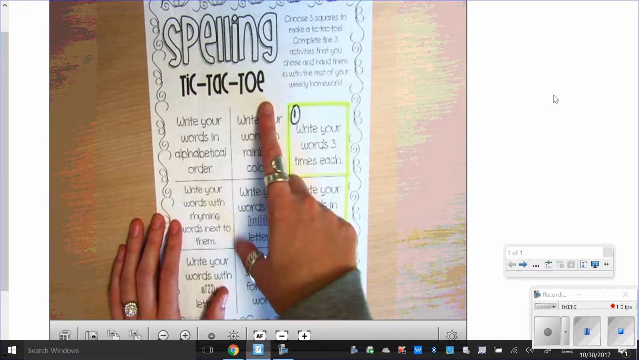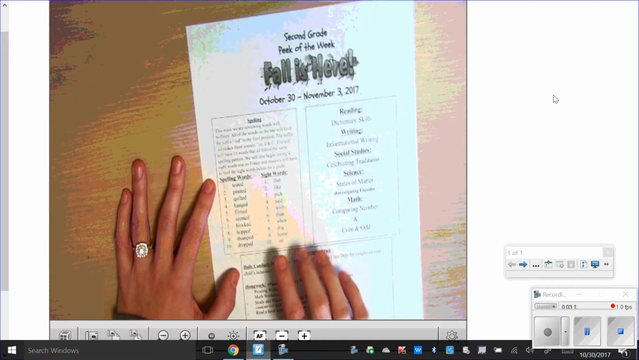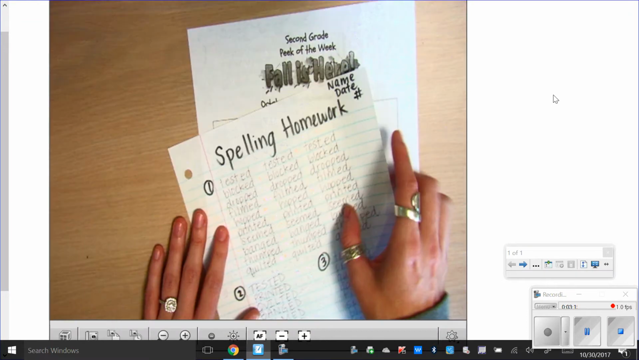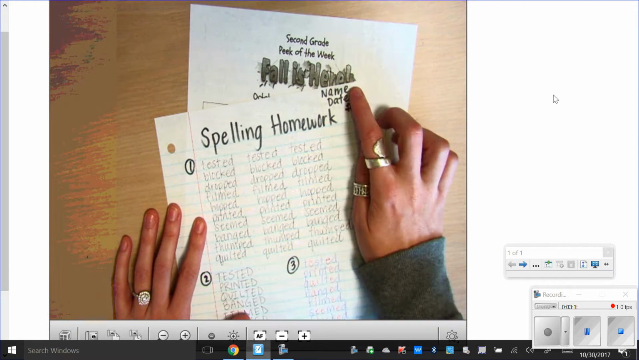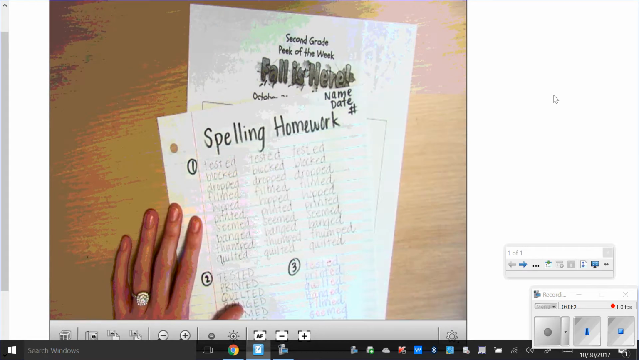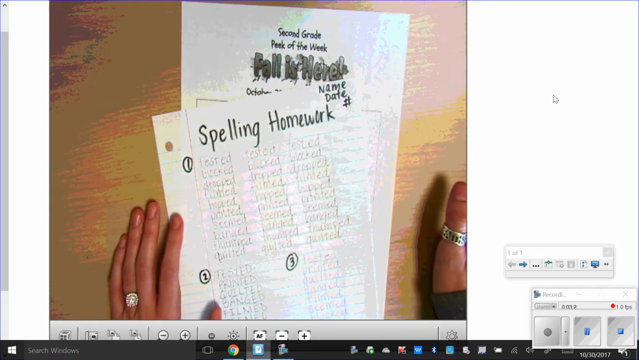So, to clarify, they cannot pick squares that do not touch each other, because that wouldn't be a tic-tac-toe, okay? They get their spelling words on Monday, and this spelling homework is due on Friday. Please make sure they have their name on it. Otherwise, I can't tell whose homework it is, and I just have to put it in the recycling bin.